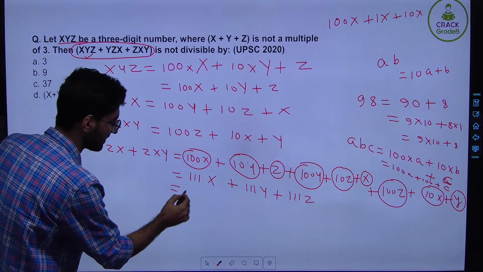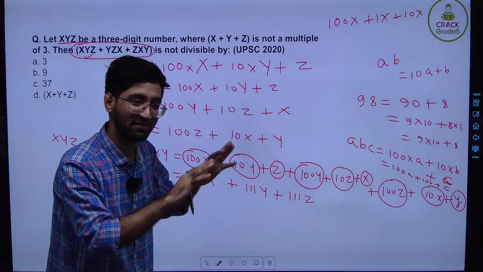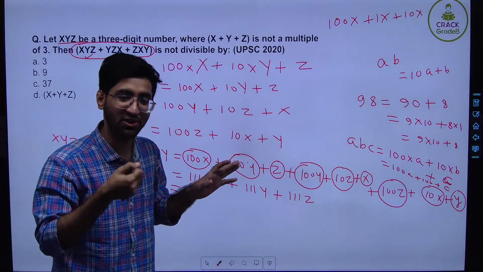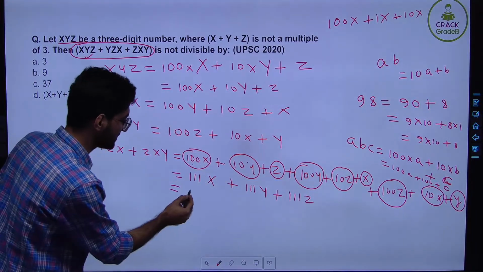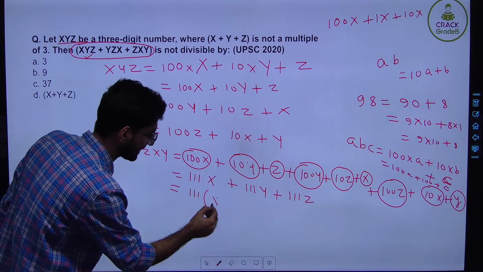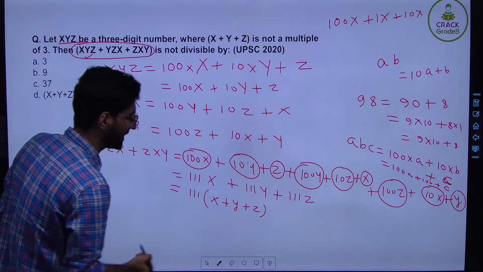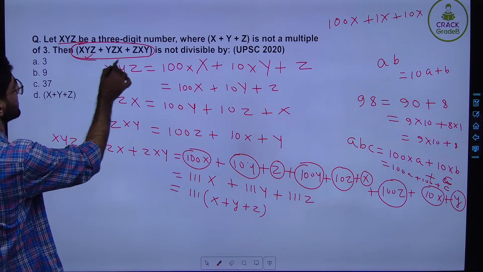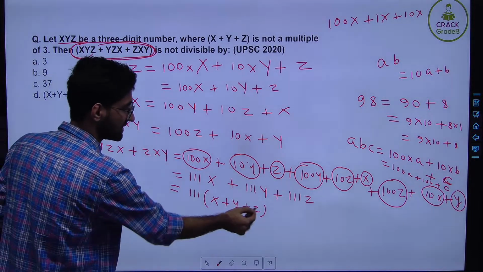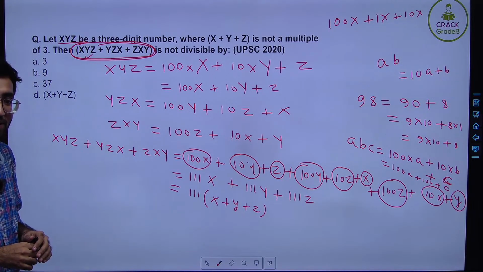Now, I have told you in one lecture to take common. Whenever you see something, you should try to take something common. If you can recall that lecture, right? It means we can take 111 common. If you take 111 common, then you get 111 into X plus Y plus Z, right? So basically this number is equal to 111 into X plus Y plus Z.